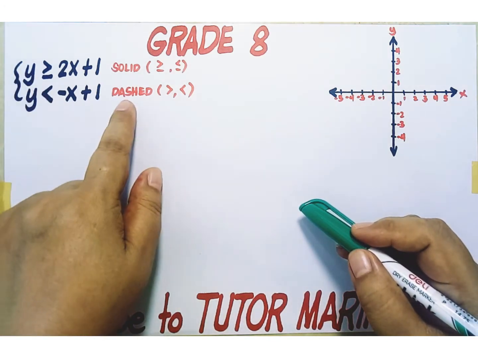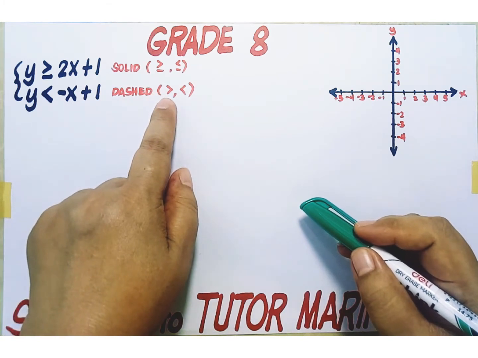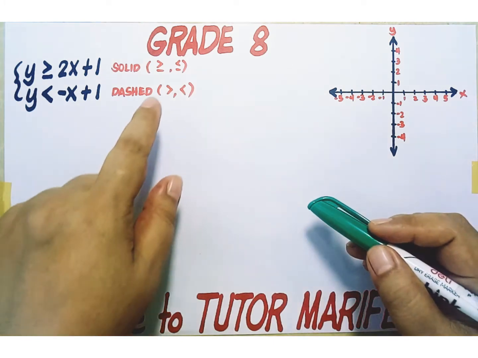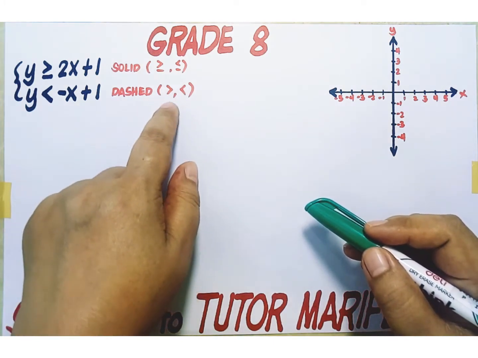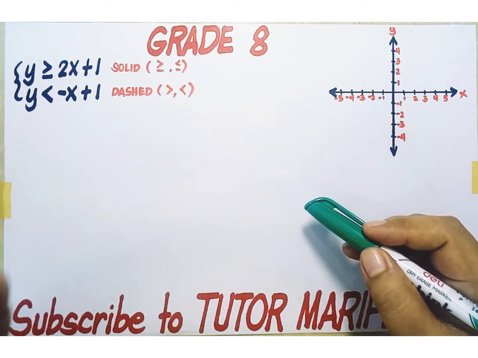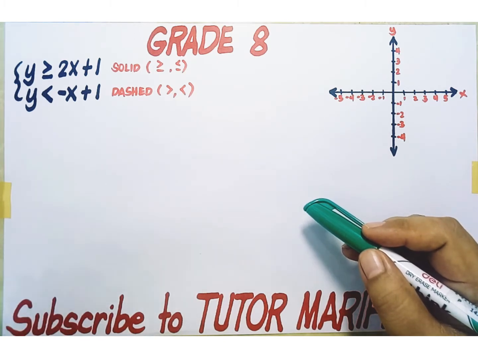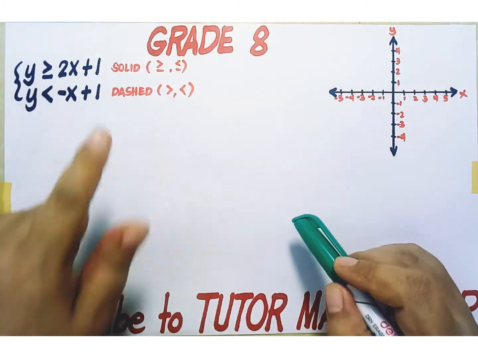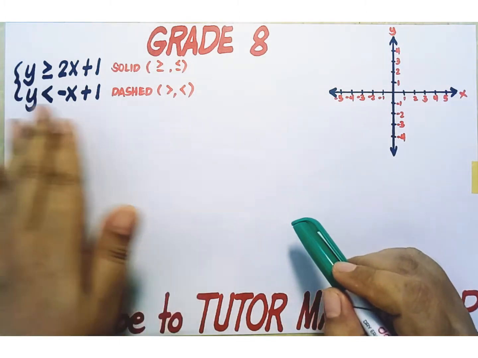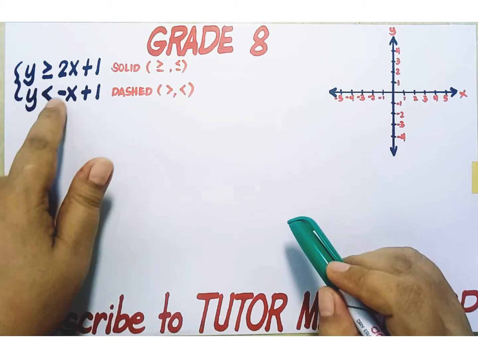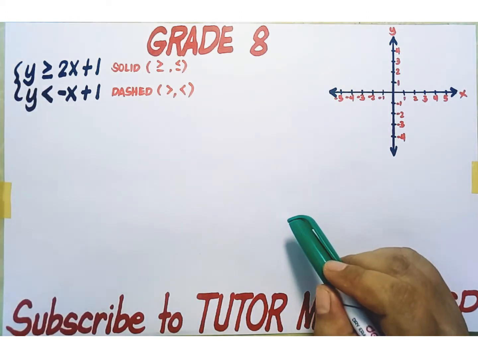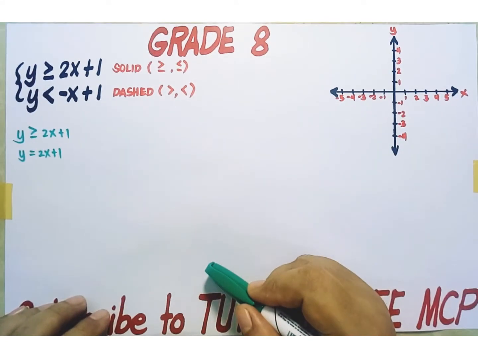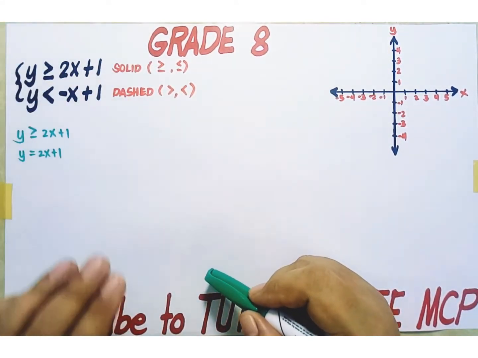We use a dashed boundary line when the given inequality symbol is greater than or less than. In other words, there is no equal component to the symbol. A dashed boundary line indicates that the points on the boundary line are not included in the solution set of the inequality. For the second inequality, the given inequality symbol is less than, therefore we are going to use a dashed boundary line. Let's focus on the first inequality.